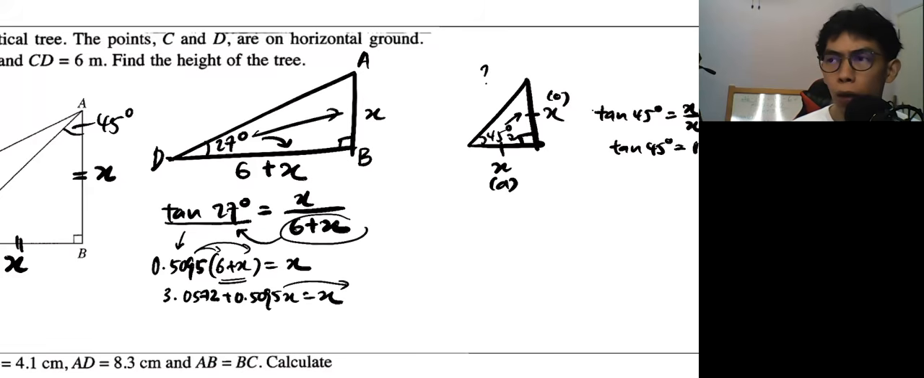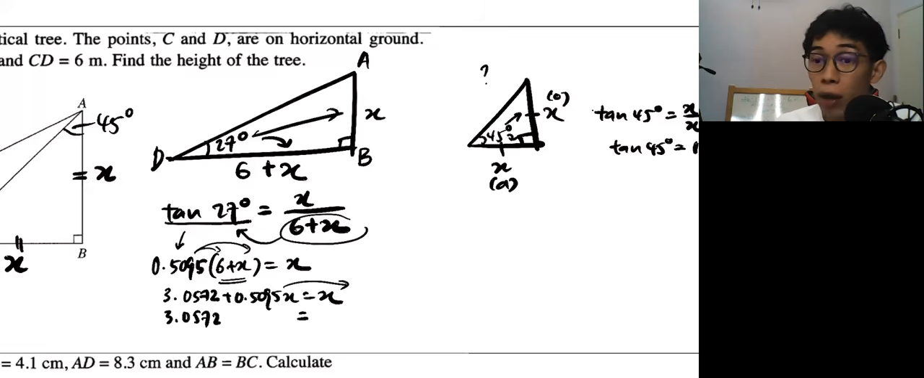Hey, by the way, what is x? X means 1x. X means 1x. Okay, x means 1x. Be careful. So I will straight away minus it. So 1x minus 0.5095. So 1 minus 0.5095, I will get 0.4905x.